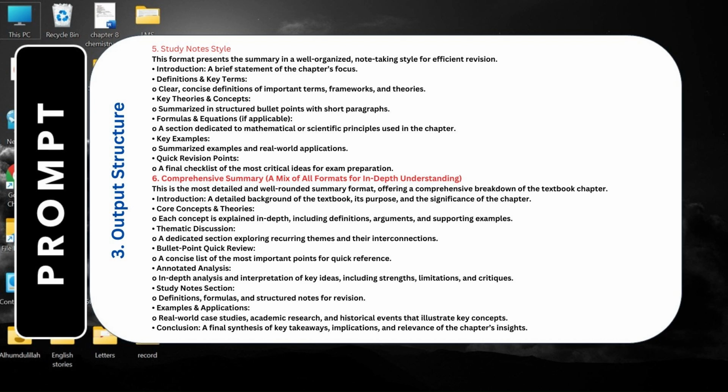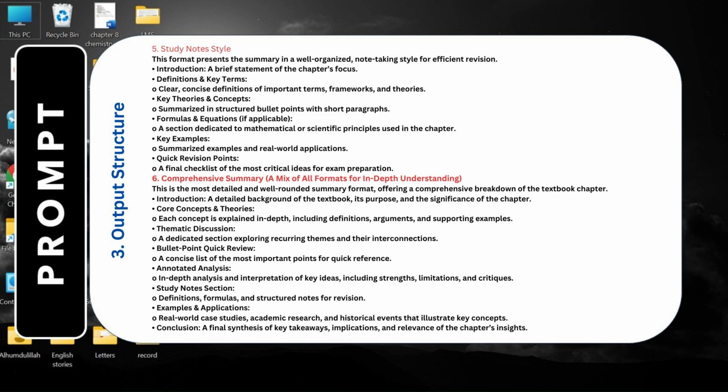This is the most detailed and well-rounded summary format, and there would be the following structure of the textbook. First of all, there would be an introduction that would introduce the textbook, its purpose and significance. Then we would have core concepts. Each concept would be explained in detail with all related definitions, arguments, or examples. Then there would be a thematic discussion. Then at the end, we would have bullet point quick review and annotated analysis.